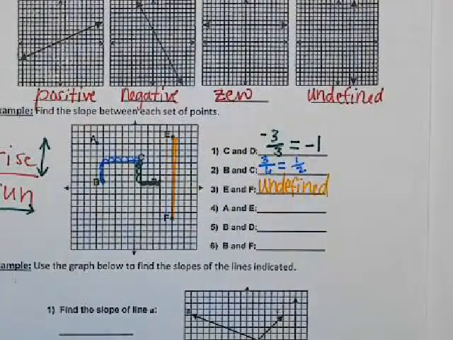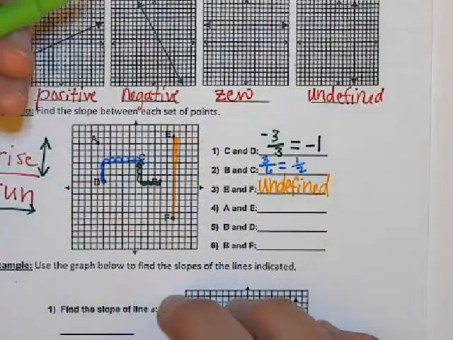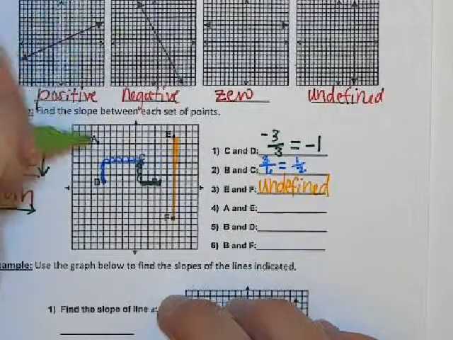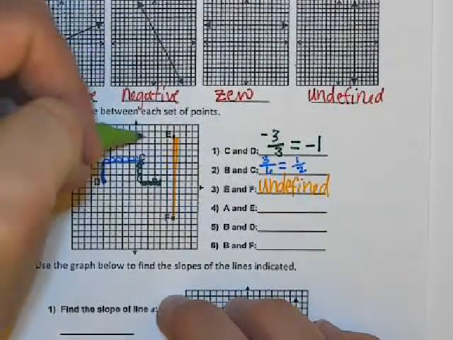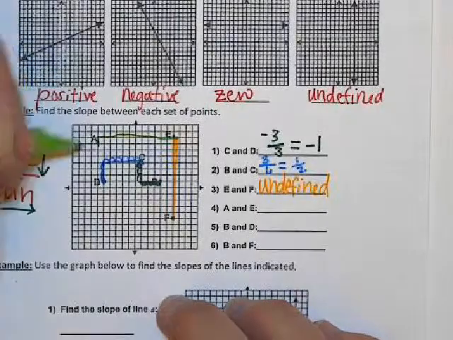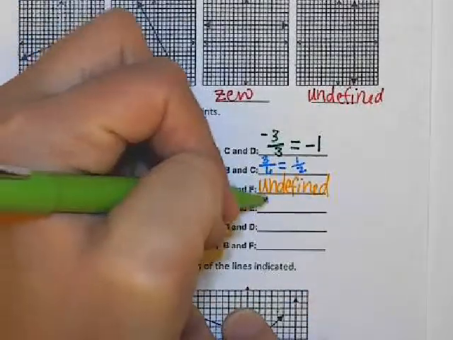A and E. Which one do I start at? A, because I have to go up and then to the right. So I'm going to go up how many? 1. Is that going to be a positive or a negative?